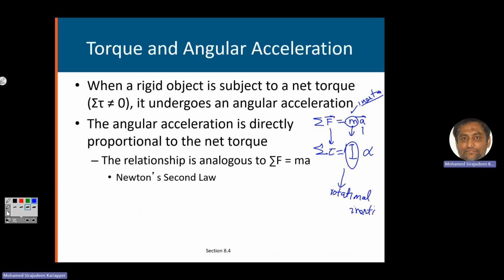Angular acceleration: a is regular linear acceleration, alpha is the angular acceleration, because we only have rotating, the angle is changing. So angular acceleration is proportional to the net torque, inversely proportional to not mass. There is mass as the linear inertia, but we have a corresponding quantity in rotation, which we call the moment of rotational inertia, or another name is moment of inertia. We will go there shortly, but I am just introducing it now. So this becomes Newton's second law for rotational motion.